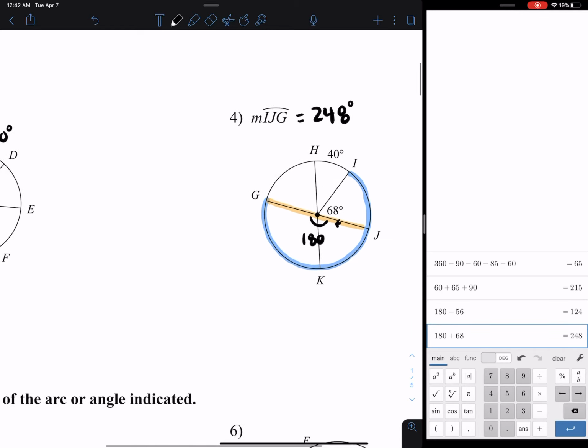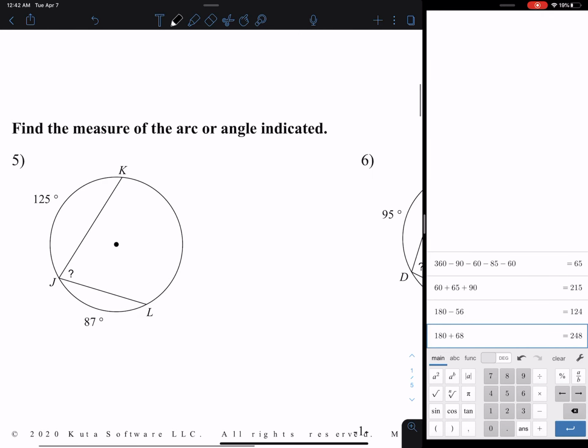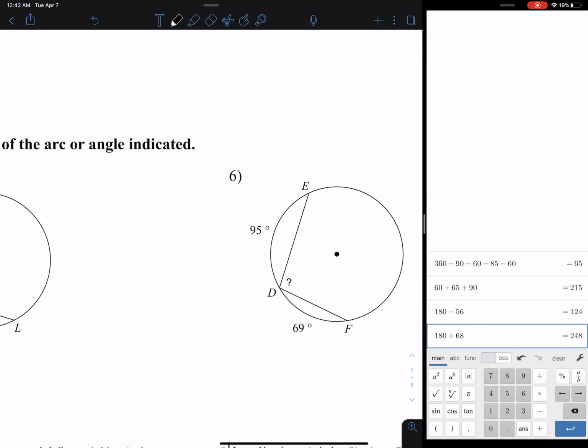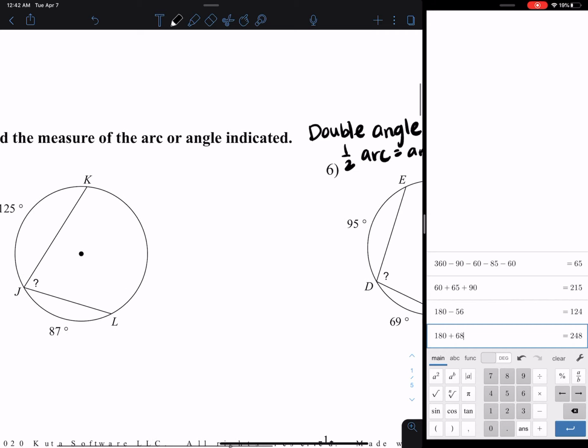Okay, so that's the central angle section. Then we have inscribed angles. So remember that we double the angle to get the arc, or half of the arc is equal to the angle. So whichever one it gives you, you just have to use that information to figure it out.